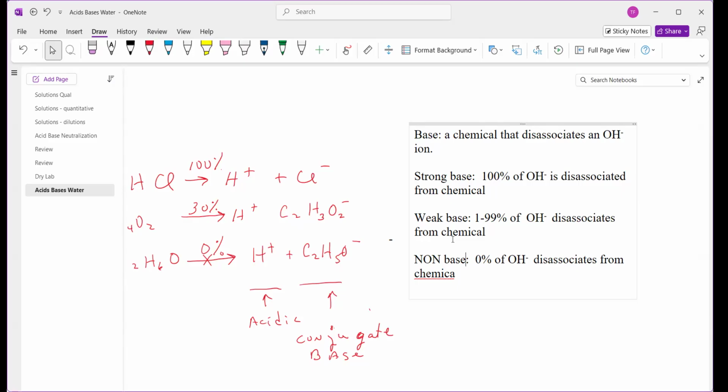Okay. So you have strong bases, weak bases, and non-bases. Same argument as with acids. A strong base, like sodium hydroxide lye or potassium hydroxide lye, 100% of the OH comes off. With a weak base, like ammonium hydroxide, only part of the OH comes off. And then ethanol has an OH on it and none of it comes off. So it's a non-base.